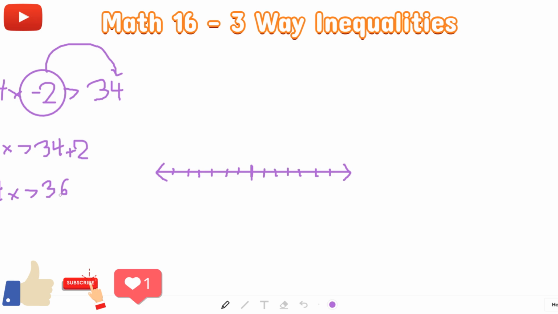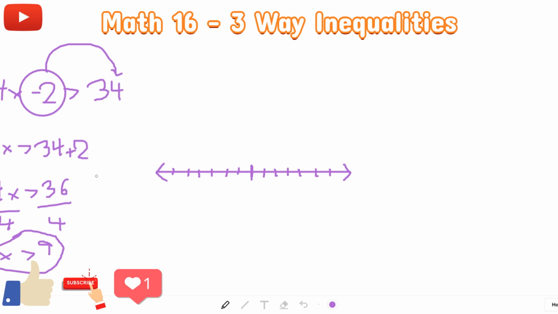Since we're multiplying x by 4 to get 36, we have to do the inverse operation, which is divide. We can divide each side by 4 to get x greater than 9. That is the first form of notation, inequality notation.